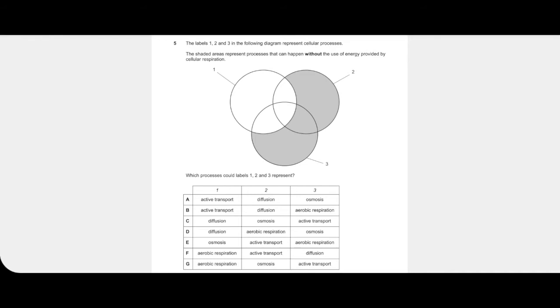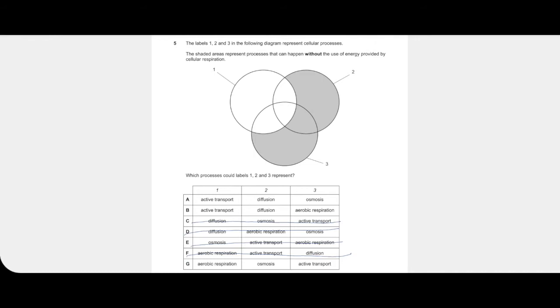So circle number 1 can be active transport or aerobic respiration. It cannot be diffusion or osmosis because they're passive, they don't need ATP. So we could straight away eliminate C, D, and E. Now moving on to section 2, that's a passive section, a passive process, so therefore it doesn't require ATP. Straight away we could eliminate F because that is an active process, and diffusion and osmosis is passive.